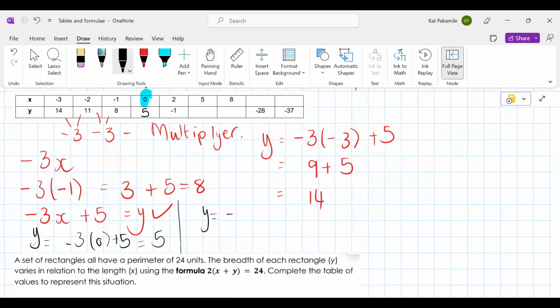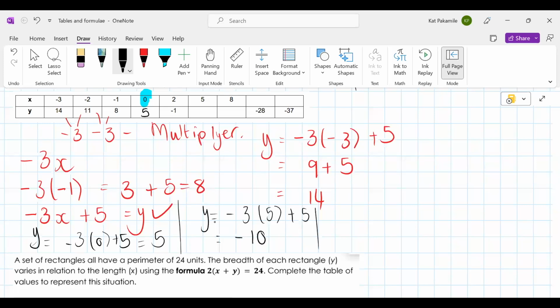The input is 5. So I put it in where, X or Y? X. There we go. -3 times 5 plus 5. What's -3 times 5 plus 5? -15 plus 5 is actually -10. -10.